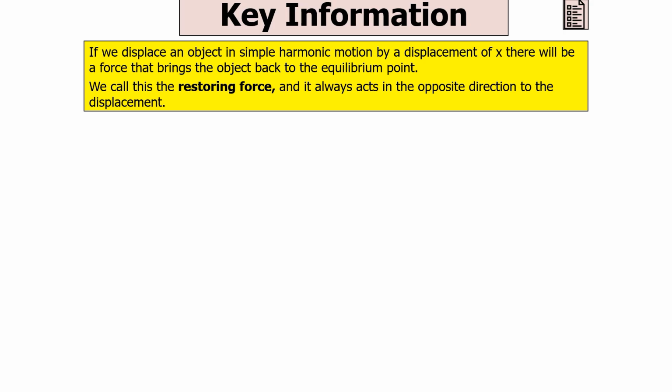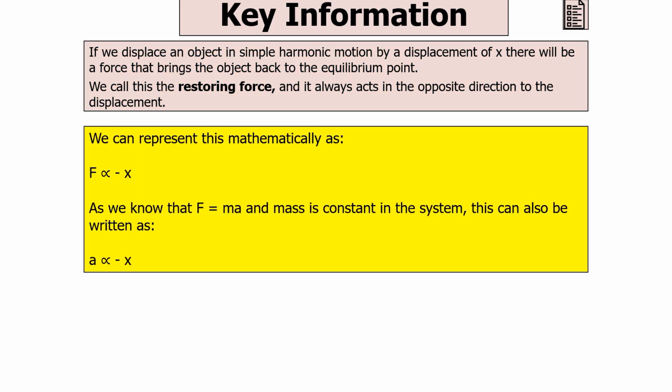So, if we displace an object in simple harmonic motion by a displacement of x, there'll be a force that will bring the object back to the equilibrium point. We call this the restoring force, and it always acts in the opposite direction to the displacement. We can represent this mathematically as: the restoring force is proportional to the negative displacement, F ∝ -x. Now, as we know, F = ma and the mass is constant in this system.